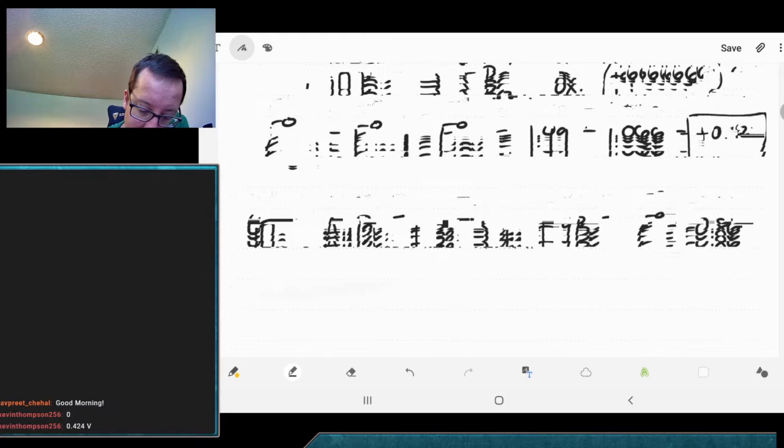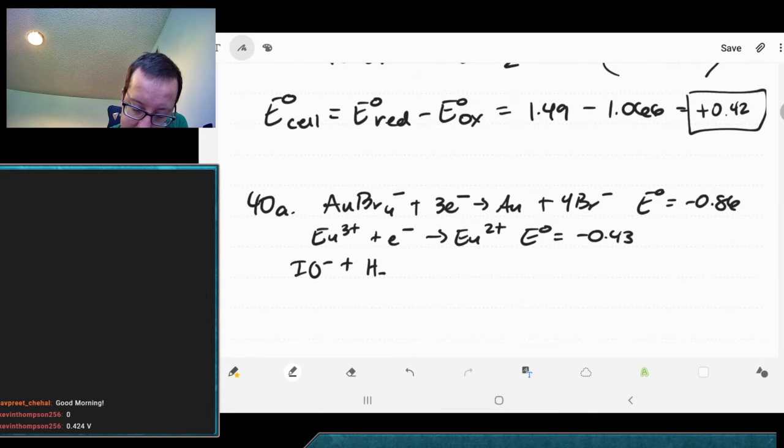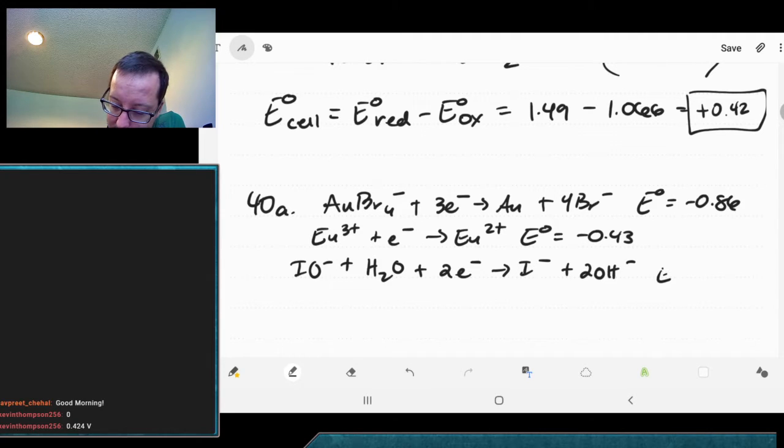We have europium 3 plus plus e minus turns into europium 2 plus. Potential for that, negative 0.43. And then the last one we have is hypoiodite plus water plus 2 electrons turns into iodine plus 2 hydroxides. And we have a positive voltage there.